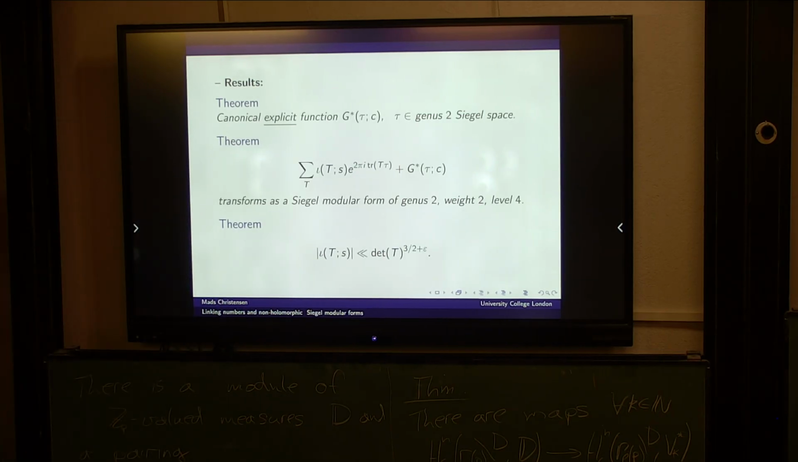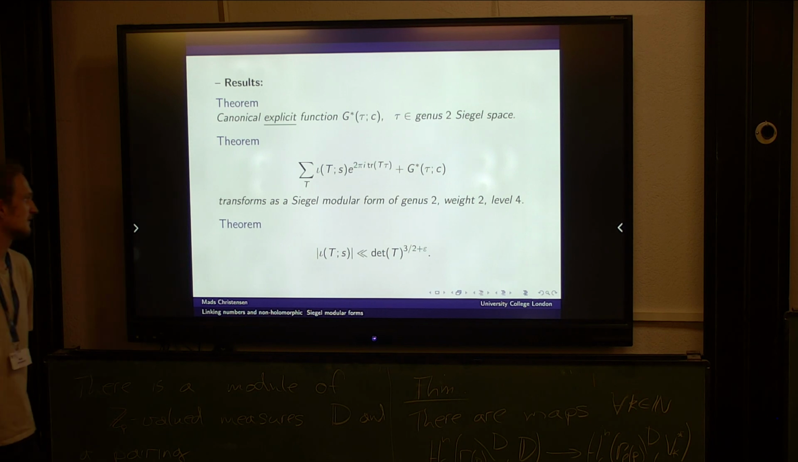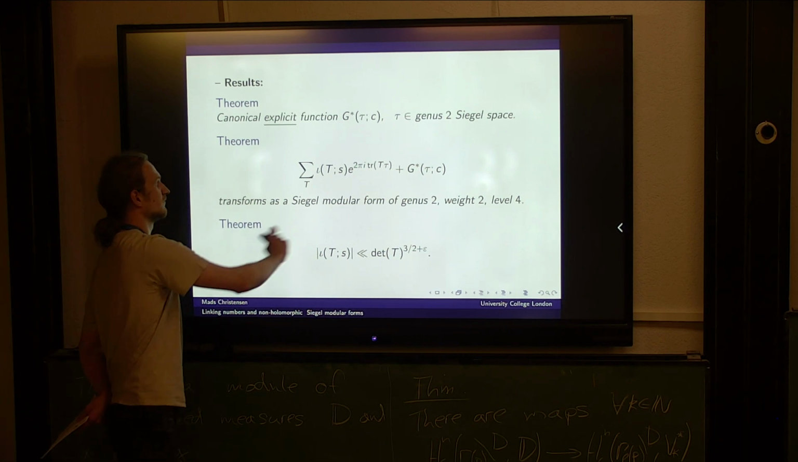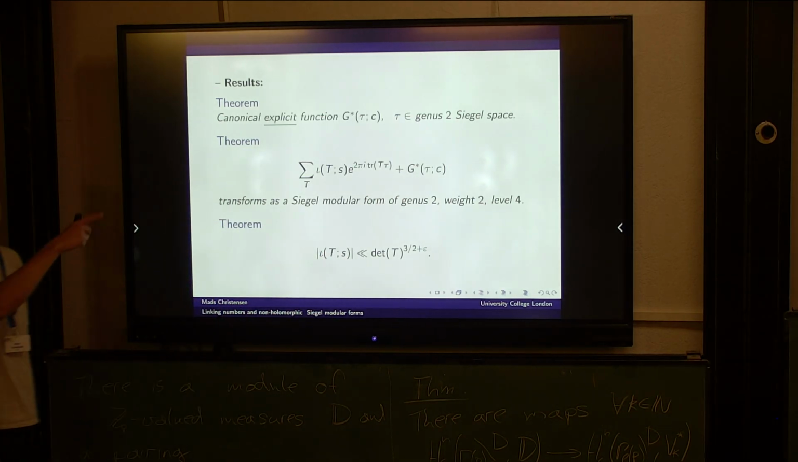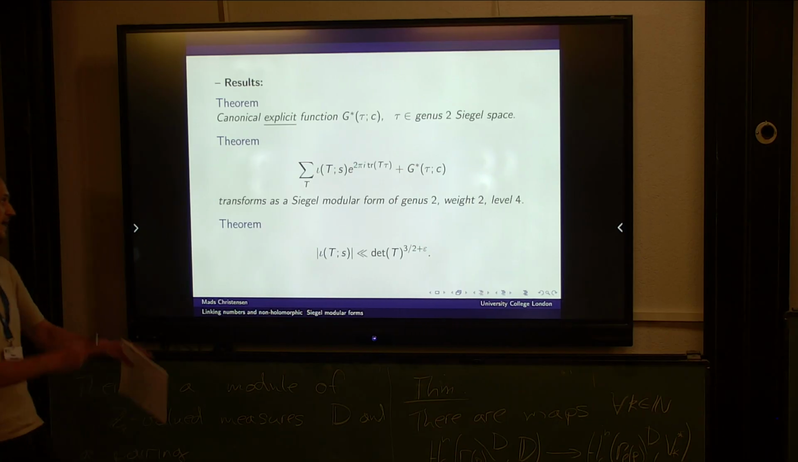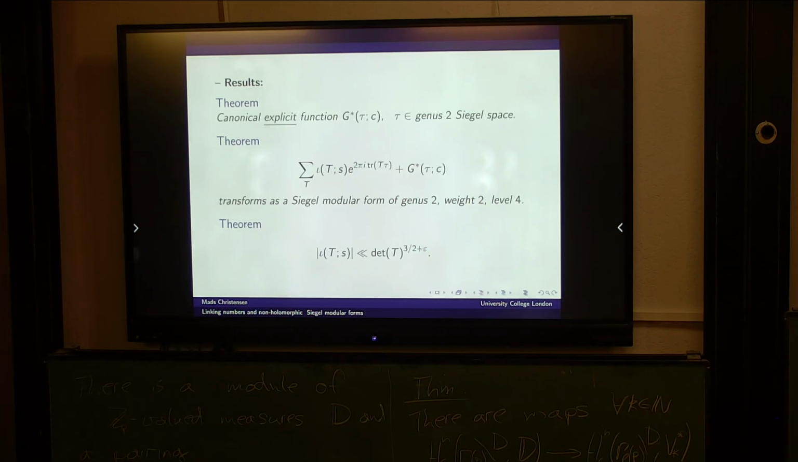I think I'm pretty much out of time, but yeah, I think that's quite nice. So here you really use the explicitness of this function to get bounds related to this function, and then you use the modularity to use the Hecke bound method, and then you combine those two things. So I will stop here. Yeah, thank you.